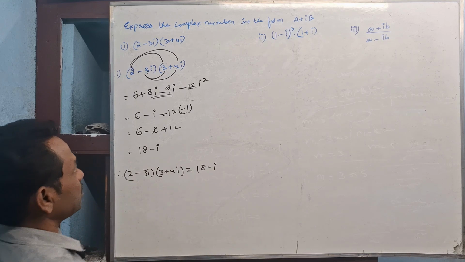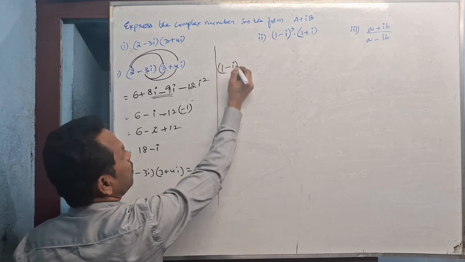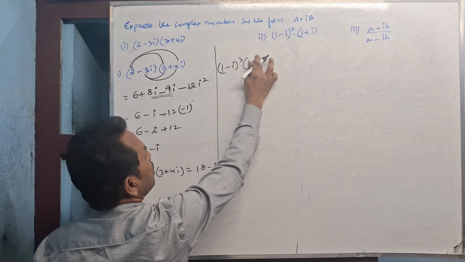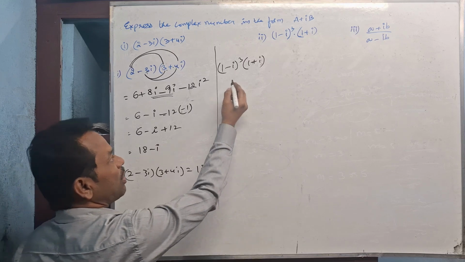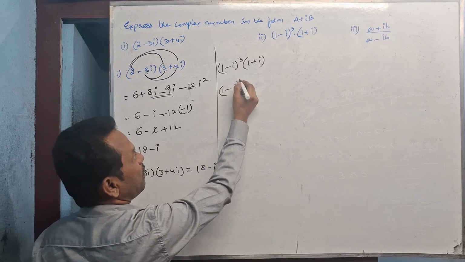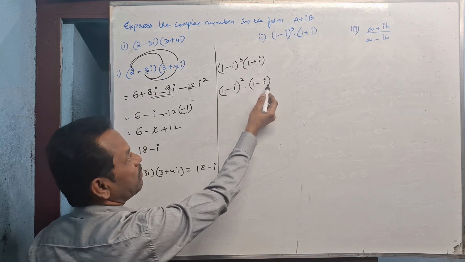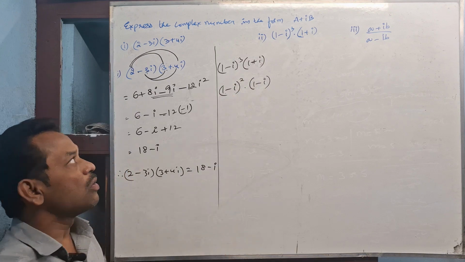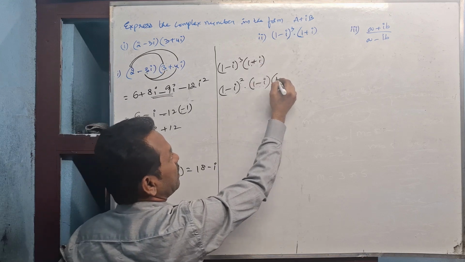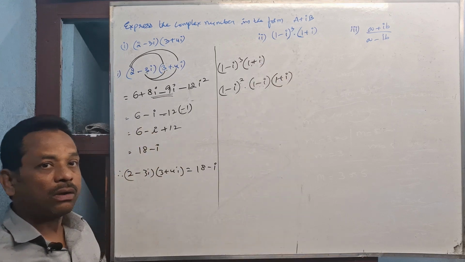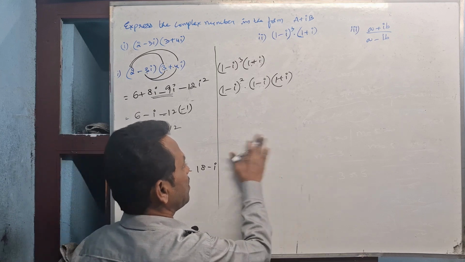Now, let us go for the next question. So, bacho, in this question it is given 1 minus i whole cube into 1 plus i. So we have to express this in the form of a plus ib. Now, here what I'll do, I'll take 1 minus i whole square into one more 1 minus i, like this. So 1 minus i whole square into 1 minus i is nothing but 1 minus i whole cube. So I'm taking the square, then the remaining 1 minus i as it is, into 1 plus i. Hope you understood everyone. In case you are feeling difficulty, just raise your doubt in the comment section.